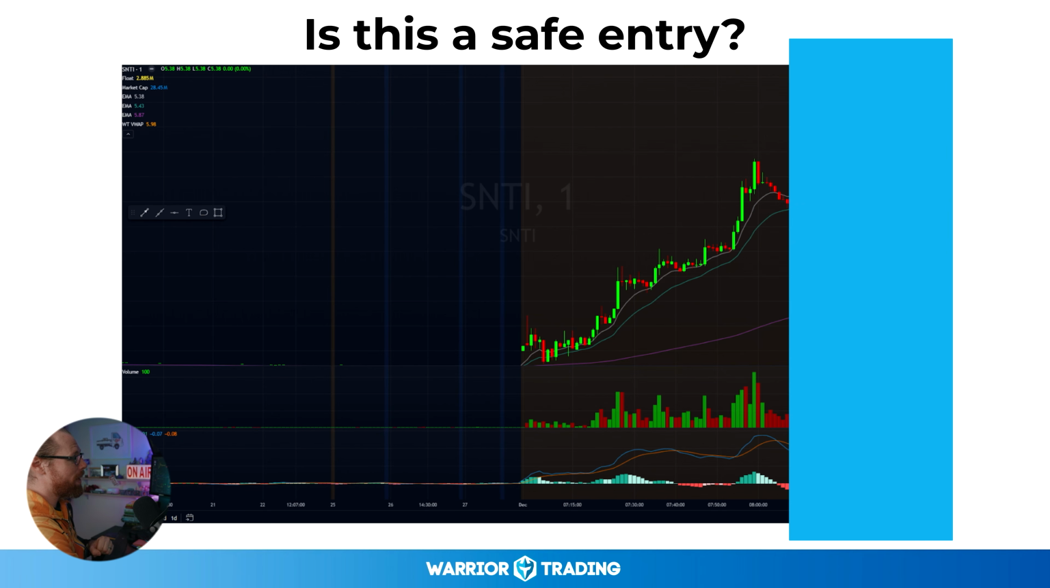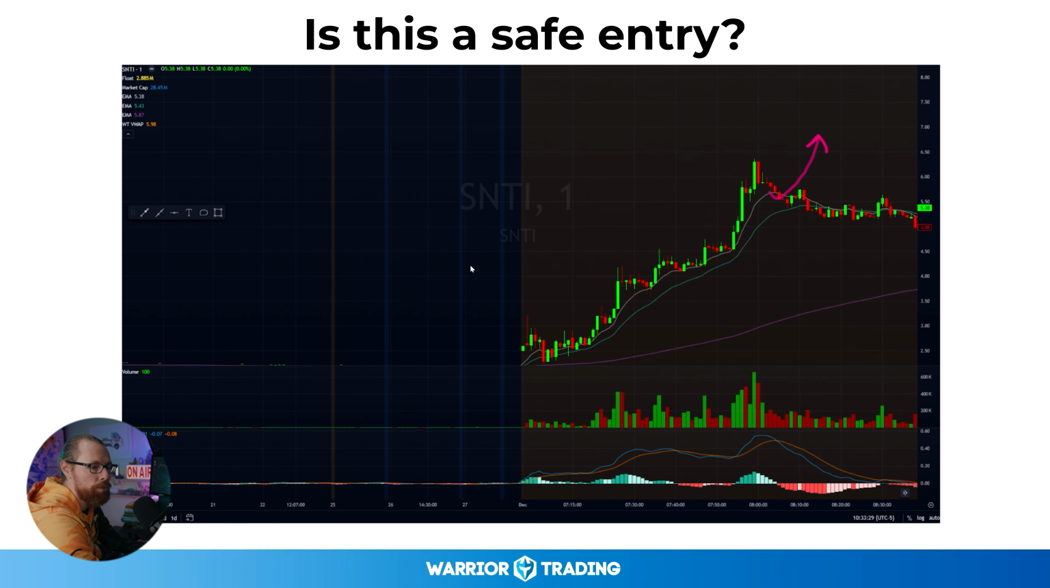So let me ask you this question. Is this right here a safe entry? Now you're probably looking at this chart and you're thinking, look, this stock clearly has been moving up. It's pulled back, it's moved up, it's pulled back, it's moved up, it's pulled back right here. It's probably going to move up. The answer is yes, this is definitely a safe entry. Wrong. Wow, not even close, but that's okay.